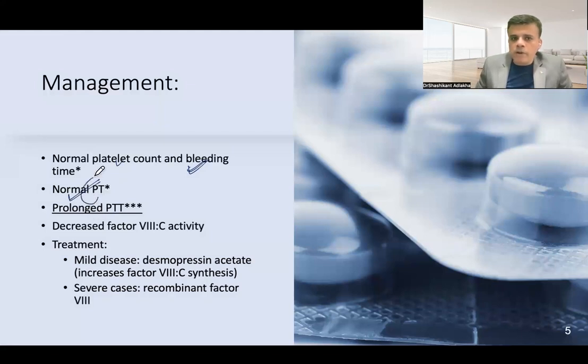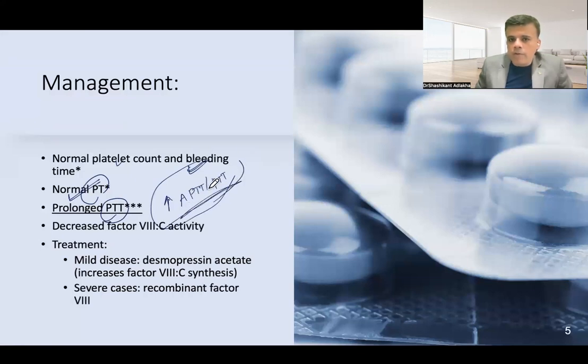So, prothrombin time will be normal, which is a marker of the extrinsic pathway. The intrinsic pathway marker, that is partial thromboplastin time, or we also call it activated partial thromboplastin time, will be prolonged. So, increased APTT or PTT will be seen. That is the key feature of hemophilia, and all other tests are normal.